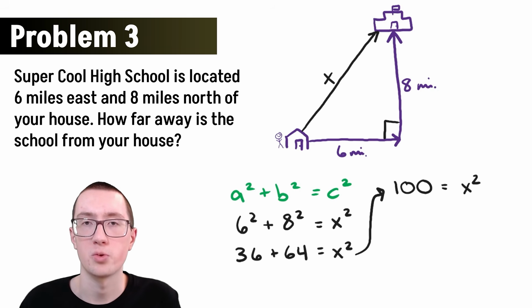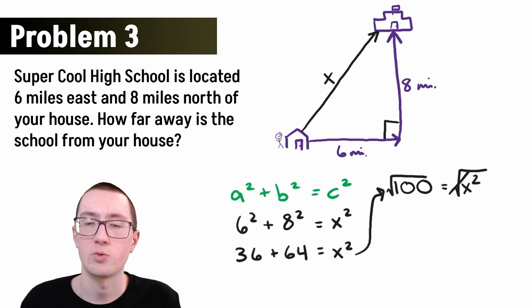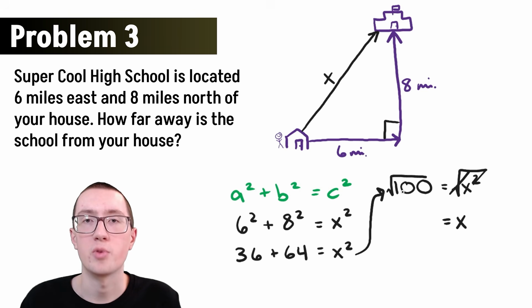Well, the opposite is square rooting. So if we square root both sides, then we can get x by itself. So the square root and the squared cancel, and we just have x equals the square root of 100. So what number can you multiply by itself to get to 100?